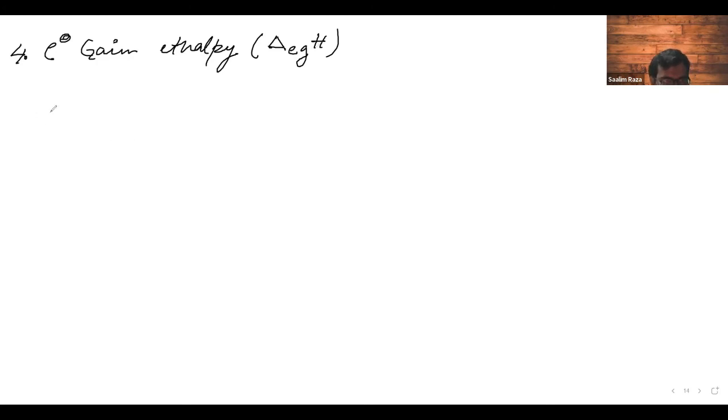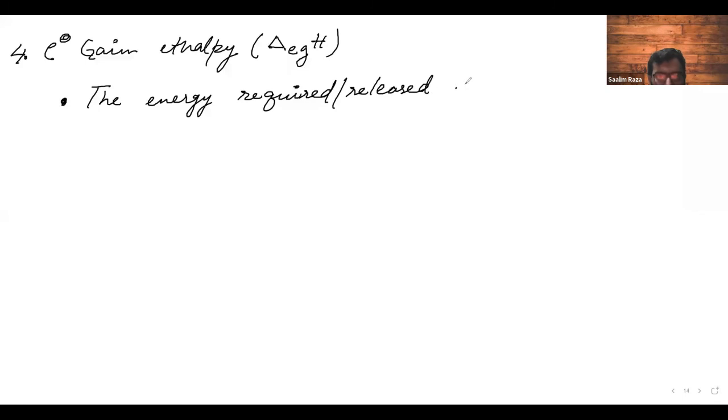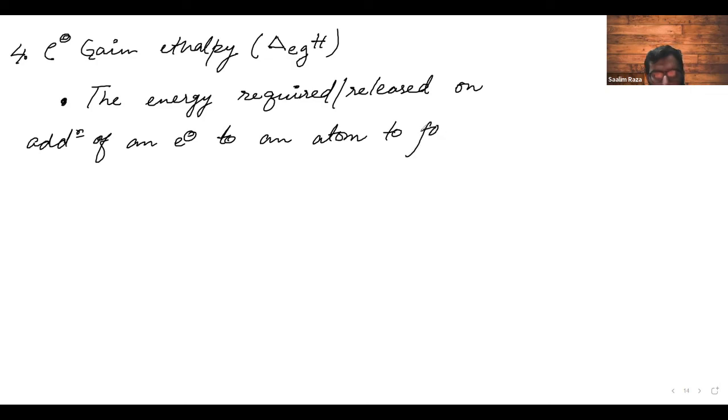Now, how to define this? This is the energy required or released on addition of an electron to an atom to form an ion.